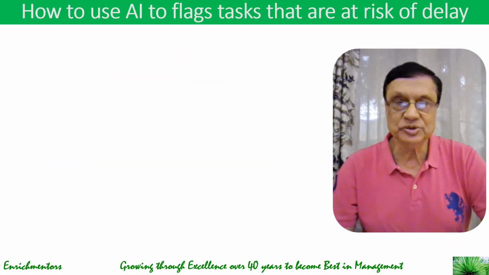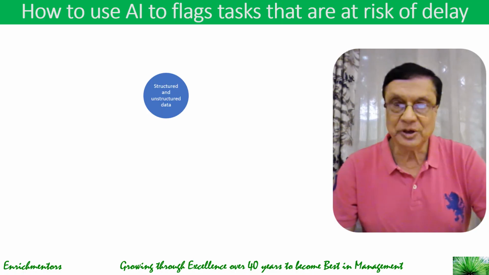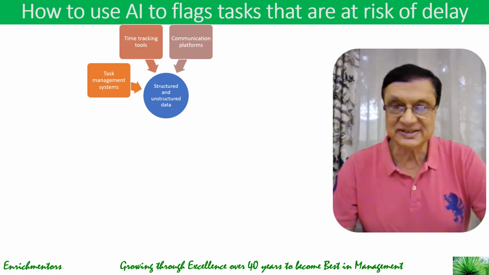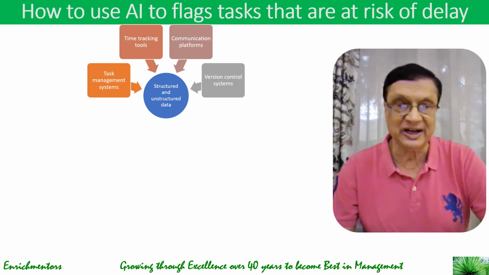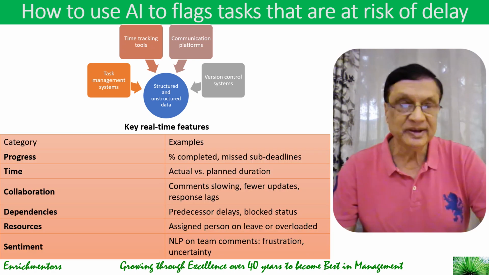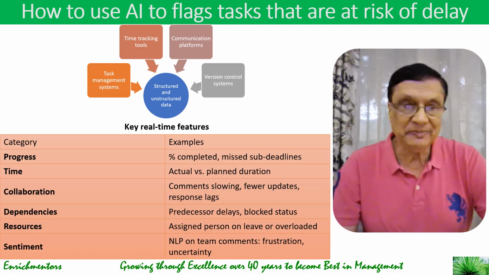So, first is to collect real-time task data. You pull structured and unstructured data from project tools such as task management systems like Jira, Trello, Asana, ClickUp, time tracking tools like Harvest, Toggl, Clockify, communication platforms like Slack, Teams, emails, and version control systems like GitHub and GitLab. Now, what are the key real-time features that you can use? So let's take a look at them by category.